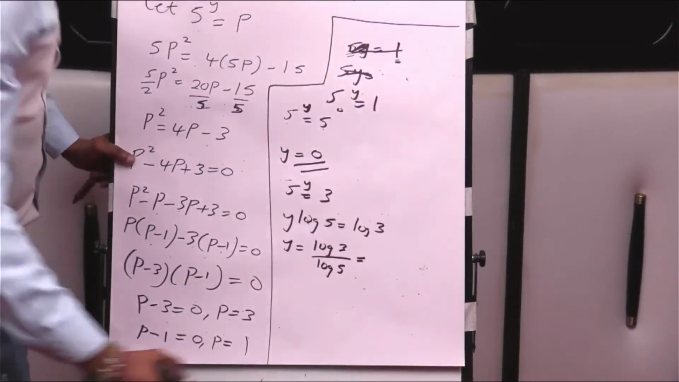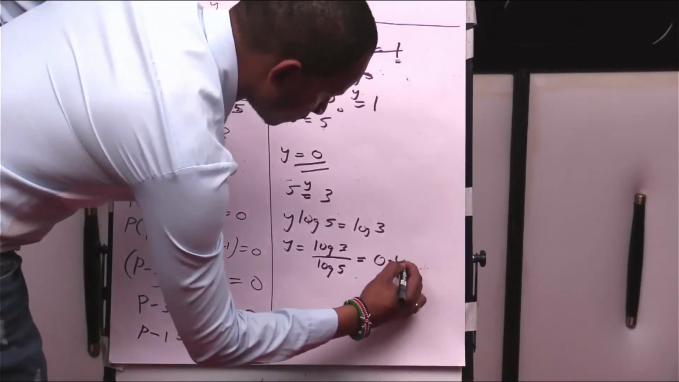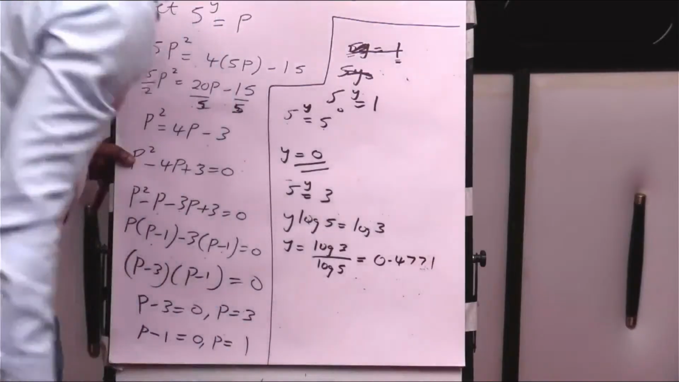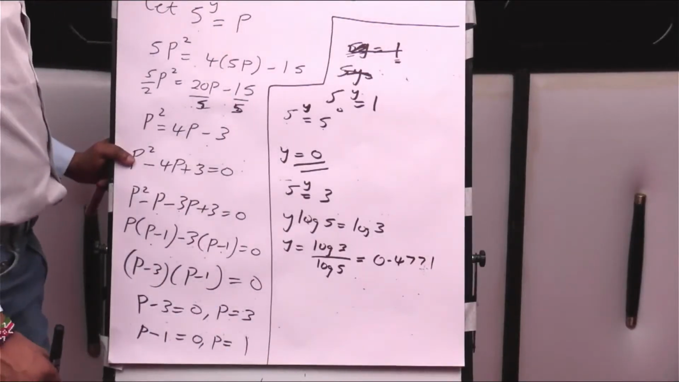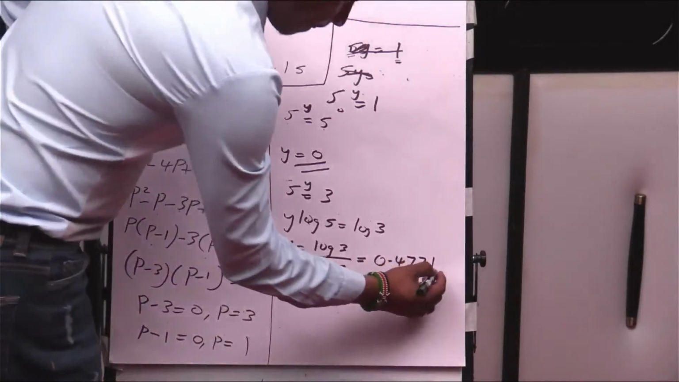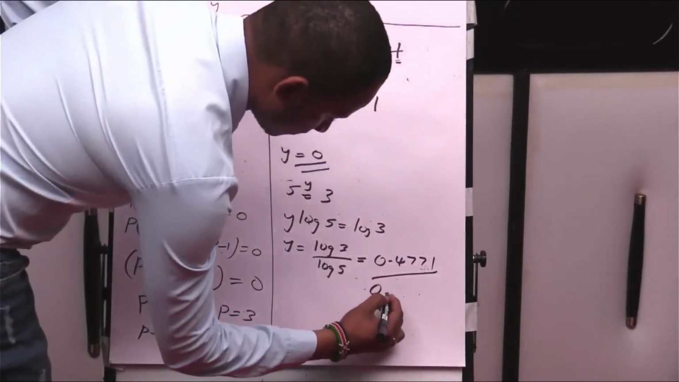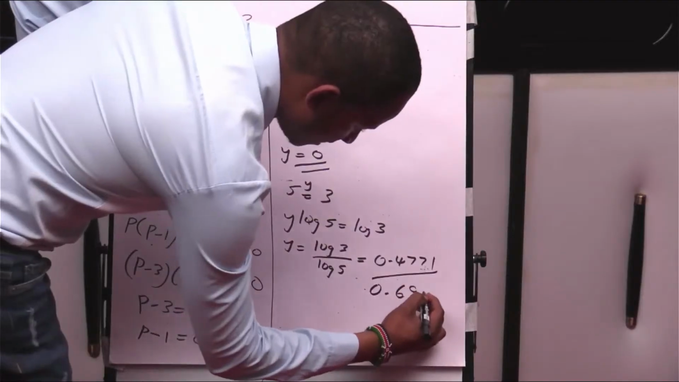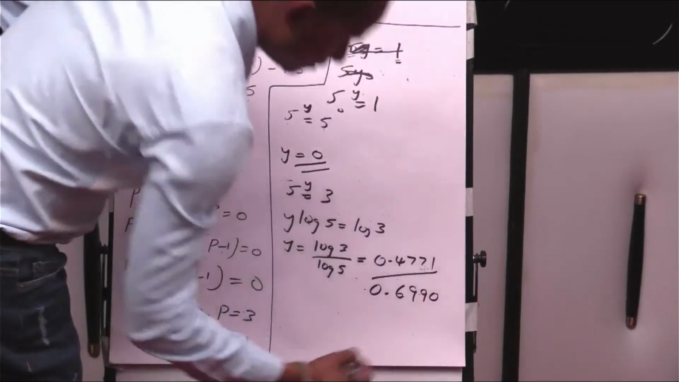When I used to be in high school, log 3 used to be 0.4771, and I think it has still remained the same. KCSE might not have changed it. Then log of 5 is 0.6990.